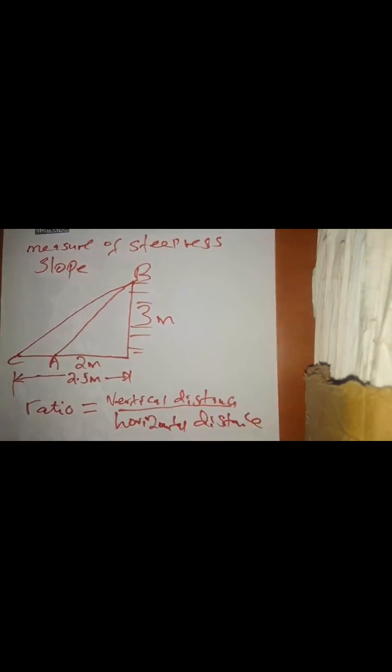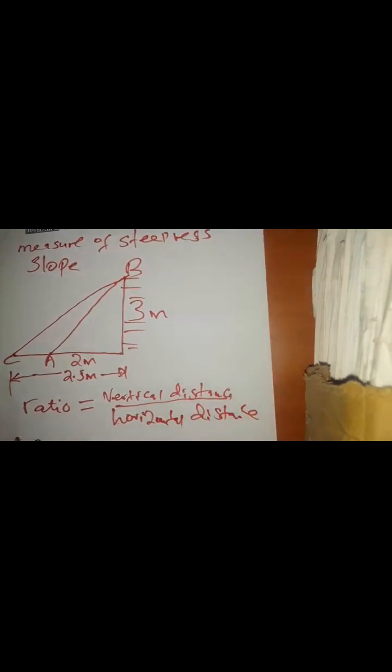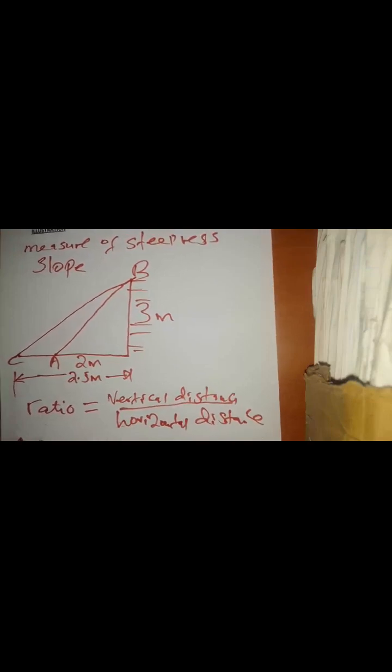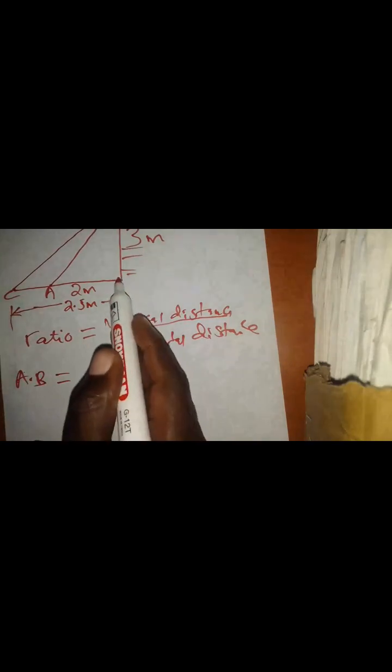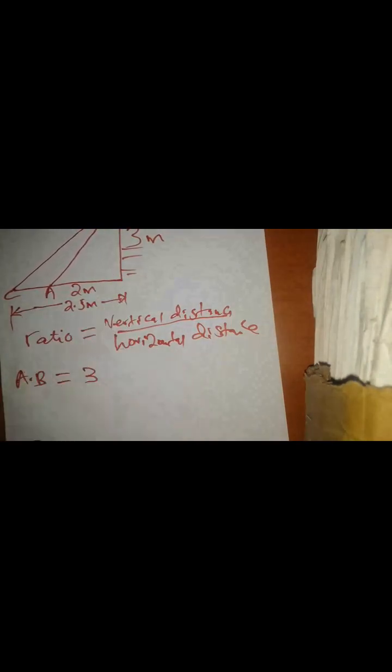So for the first ladder AB, we are going to have this aspect. The vertical distance is constant because he's climbing a wall that is 3 meters. So we shall have our 3 meters, and the horizontal distance is now the distance from point A to the wall, which is 2 meters. So in this case, our ratio which gives us the gradient is 1.5.